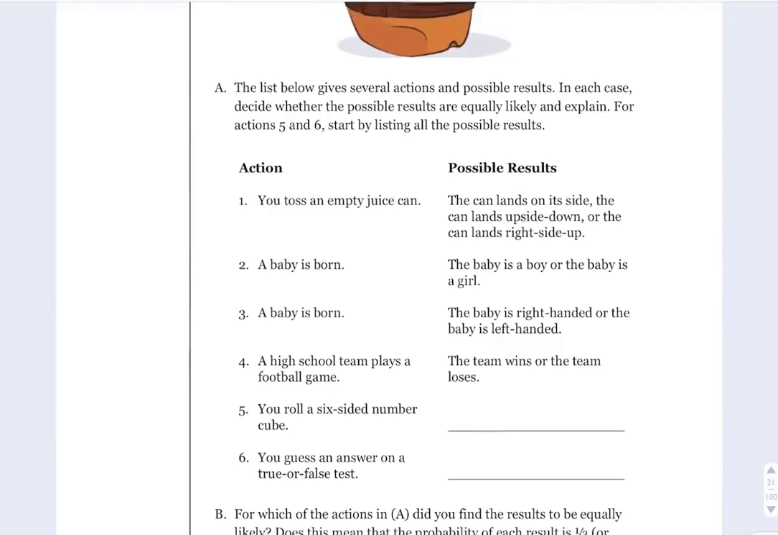Okay, so let's see. You toss an empty juice can. It lands on the side. That's one outcome. It lands upside down. That's another outcome. Or it lands like it's standing up. 3 outcomes. Are they equally likely? I'm going to say no, not equally likely.